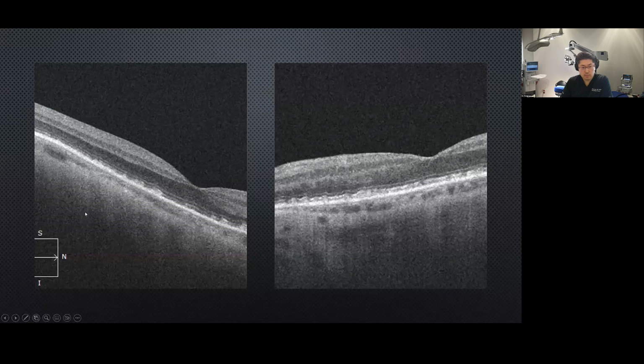You see these hyper-reflective little bumps. Are they above or below the RPE? We can see that these hyper-reflective bumps are above the RPE. So what does this mean? You can call these drusen, right? But drusen are usually sub-RPE, no? So these are little deposits just lying underneath the ellipsoid layer and above the RPE.